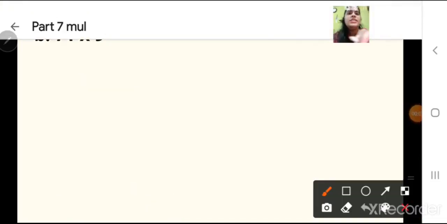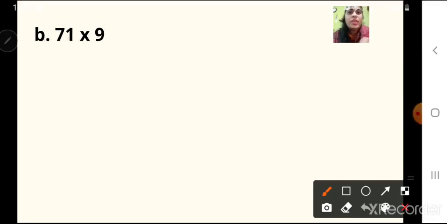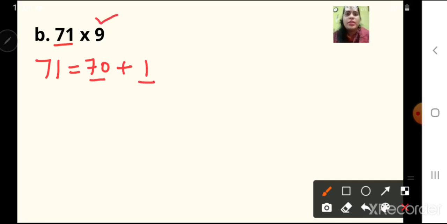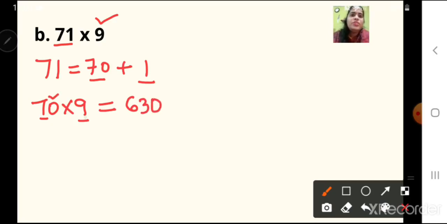Next one is B1, 71 multiplied by 9. Okay, so let us start children. First we will expand the number 71. 71 is equal to 70 plus 1. Okay. Step 2 is to multiply the numbers that we have expanded with the multiplier number 9. So 70 multiplied by 9 is equal to, okay. Now 7 9s are, what is 7 9s are? 63. So I'll write here 63 and there is only 1 zero. So we'll put here 1 zero. So 70 into 9 is equal to 630.